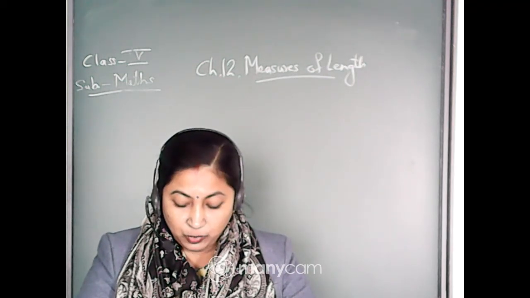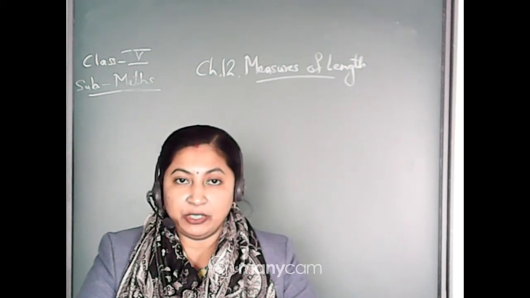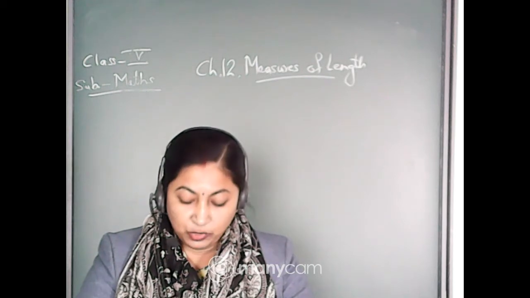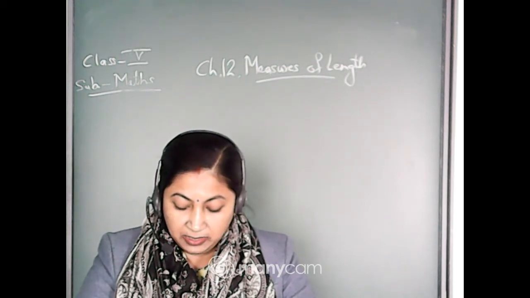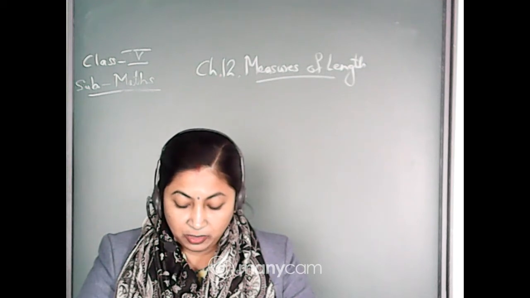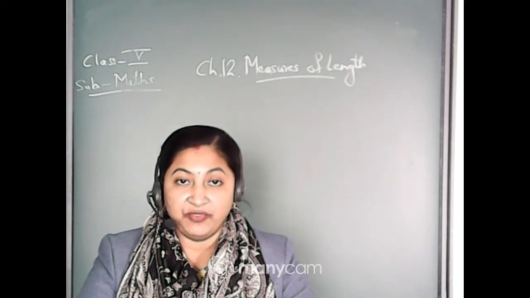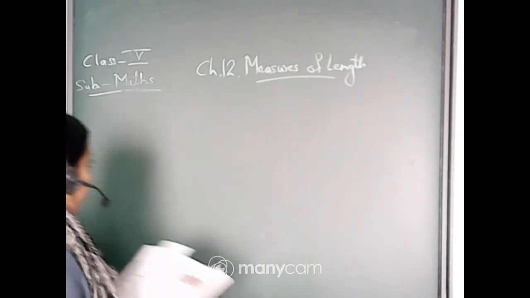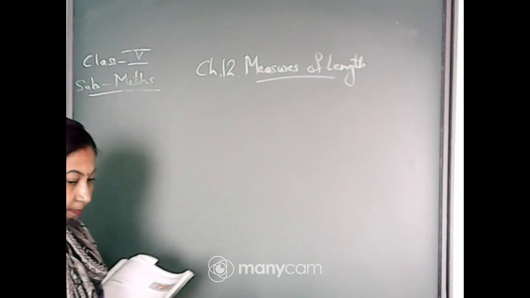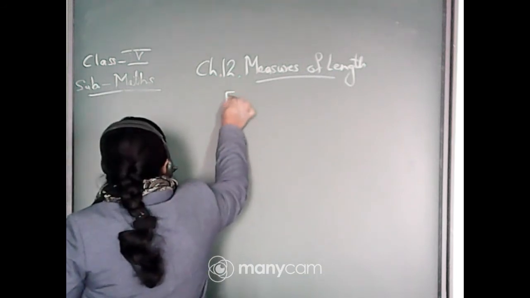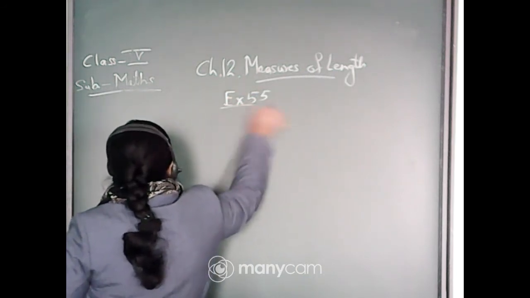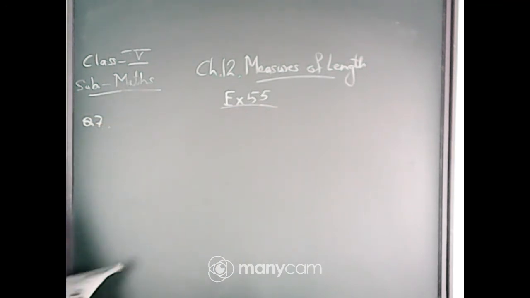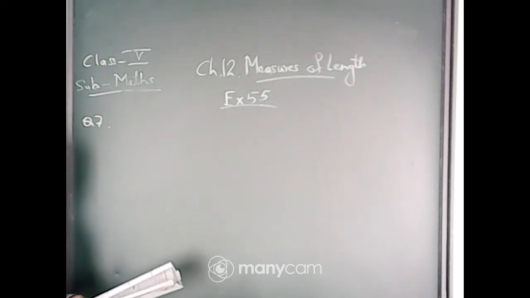So, everyone come to page number 183 of composite maths. Page number 183 of composite maths, and we will start subtraction, that is chapter 12, exercise 55, question number 7. Exercise 55, question number 7. It is given 6 kilometer 8 hectometer from 14 kilometer.